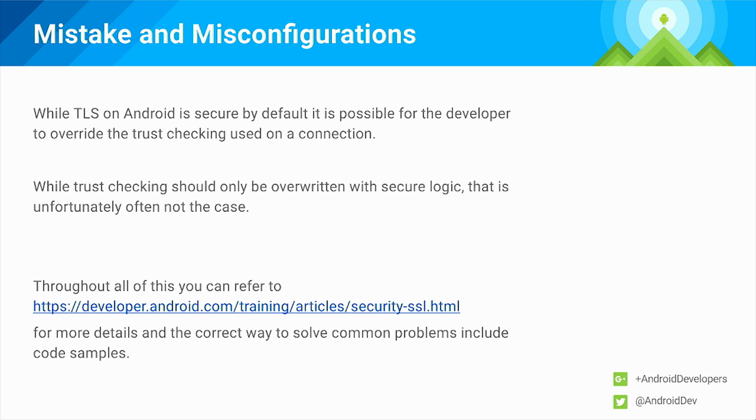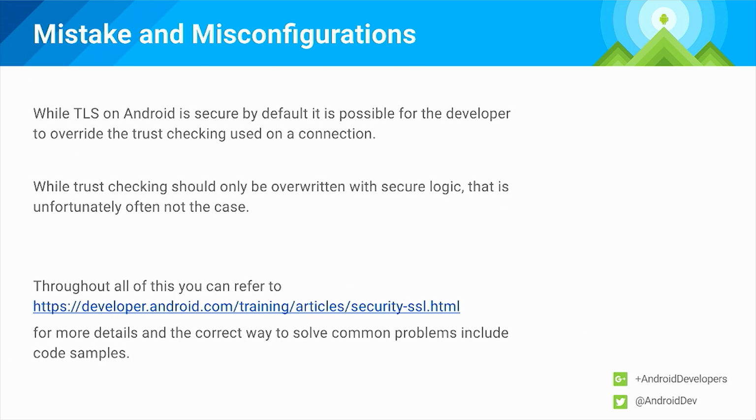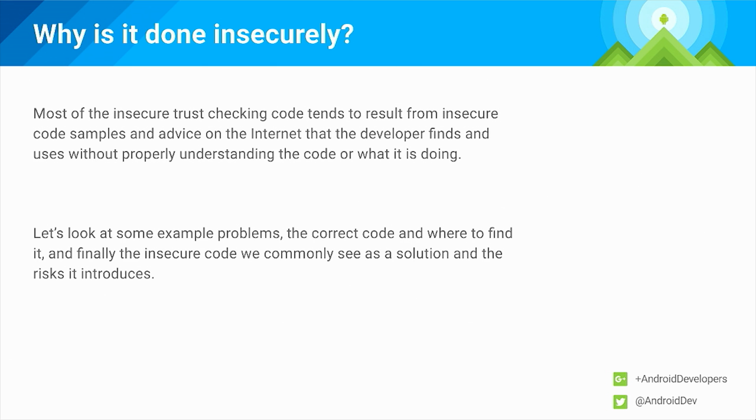Throughout this whole thing, I'm going to be referencing a lot of information that's also available on the Security SSL training article. It has code samples for all this. It has a lot more words than I'm going to go into. And I highly recommend you read that. If you're ever doing TLS stuff, please look at that first, because it's a better source than most of the internet. So why do people put insecure TLS code into their app?